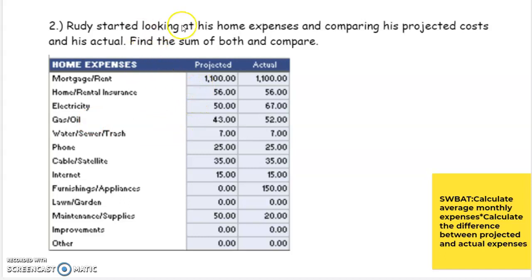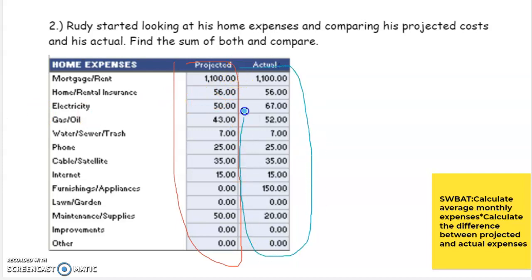So it says Rudy's starting to look for home expenses and comparing his projected costs to his actual costs. Find the sum of both and compare. So what we want to do is, this is everything we've projected. We're projecting to spend this much money. How much money was actually spent is right here.